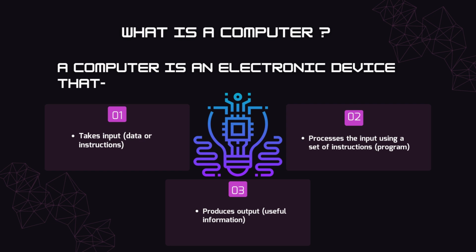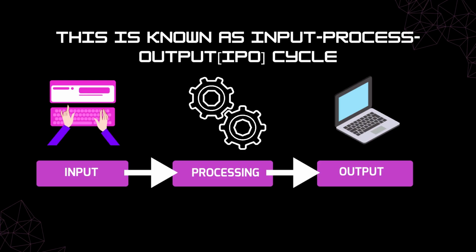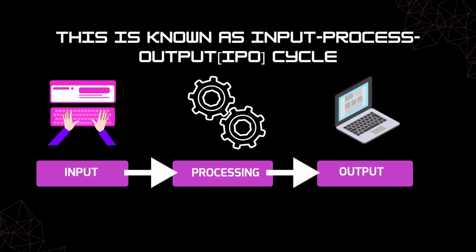What is a computer? A computer is an electronic device that takes input (data or instructions), processes the input using a set of instructions (a program), and produces output (useful information). This is known as an IPO cycle.